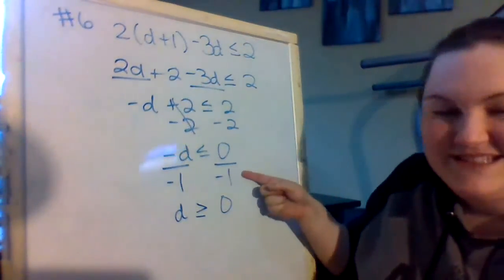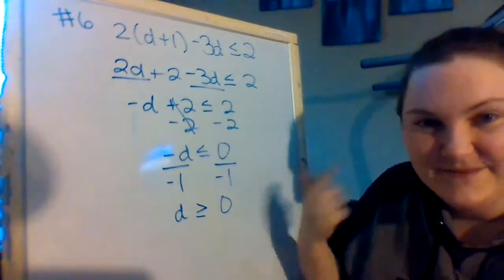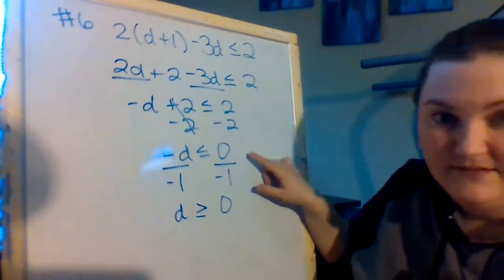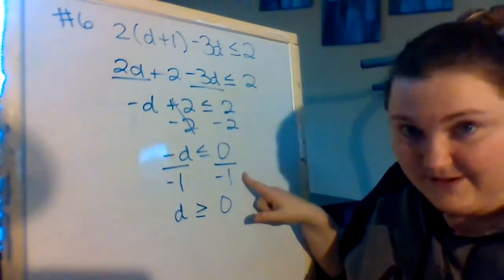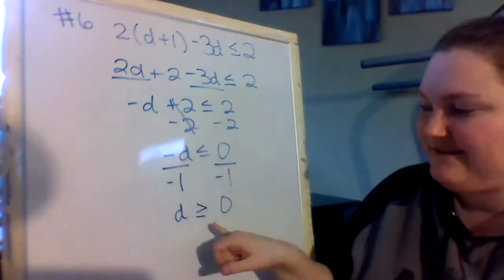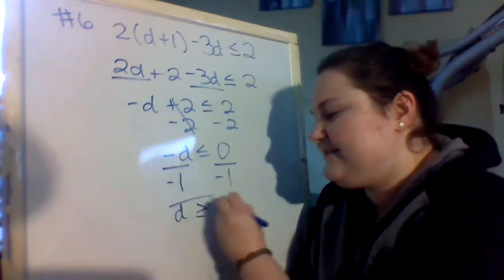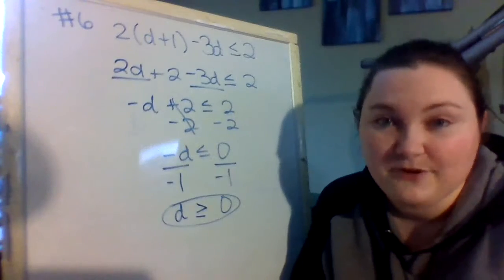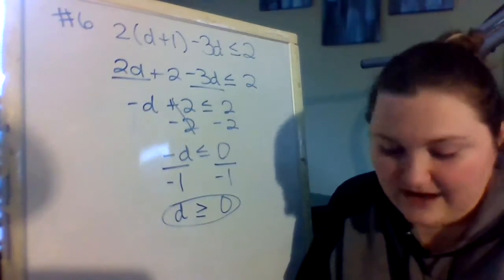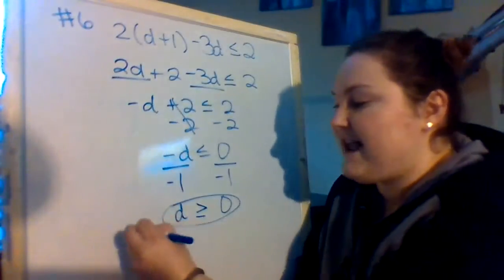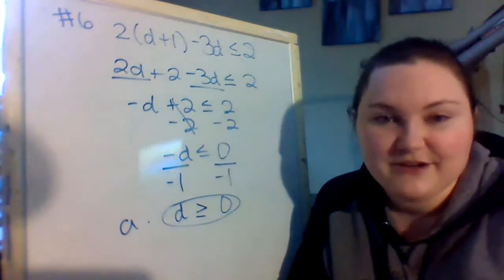Now look, we divided by a negative. That's what we had said earlier in this video. If you are multiplying or dividing, in this case we're dividing, by a negative number, that inequality sign needs to change. So our final answer would end up being d is greater than or equal to 0. Now in this question, that is the first part, part A. So part A, we've got d is greater than or equal to 0.